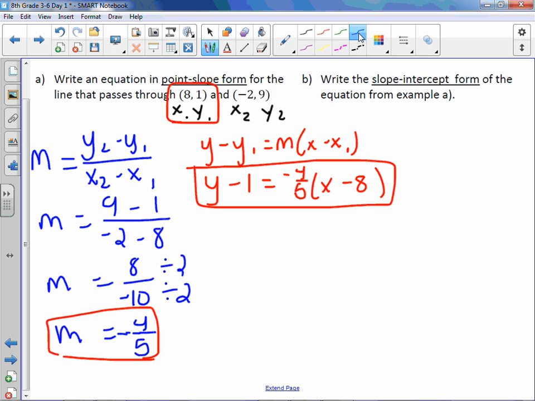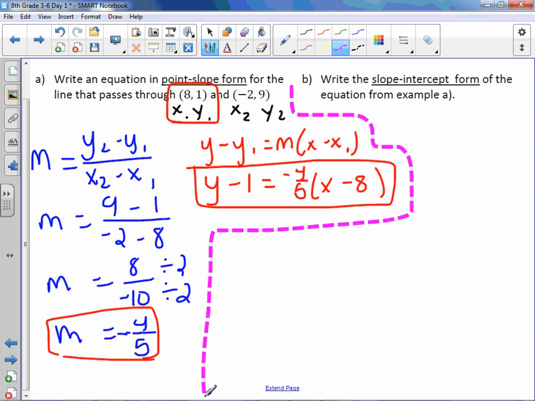This is all for letter A. Letter B, of course, wants us to write it in slope-intercept form. I'm going to start down here with letter B. So start by writing your equation again.